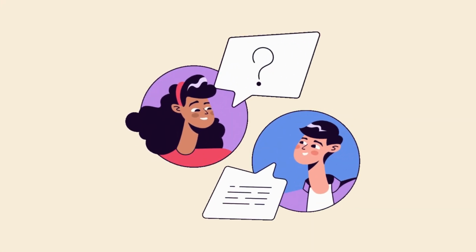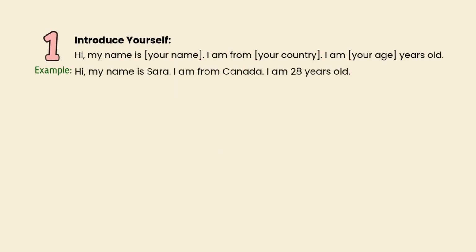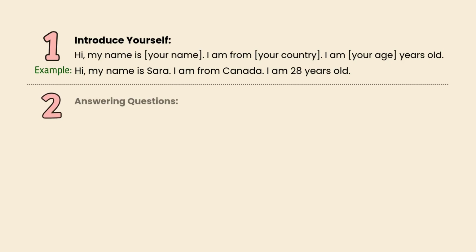Let's learn how to introduce ourselves and have a short conversation in English. Introduce yourself. Hi, my name is Sarah. I am from Canada. I am 28 years old. Now you. Try it with your own name, country, and age. Answer questions. Let's answer some basic questions. What is your name? Where are you from? How old are you?